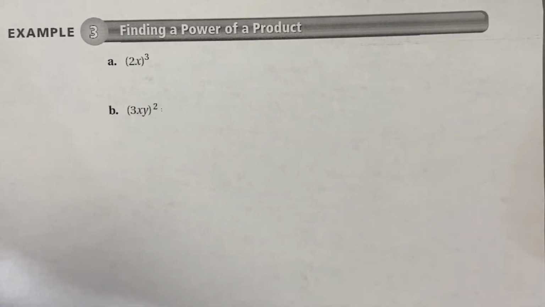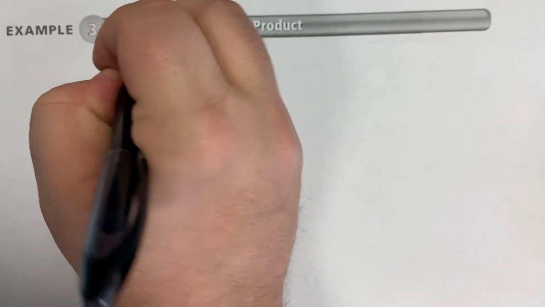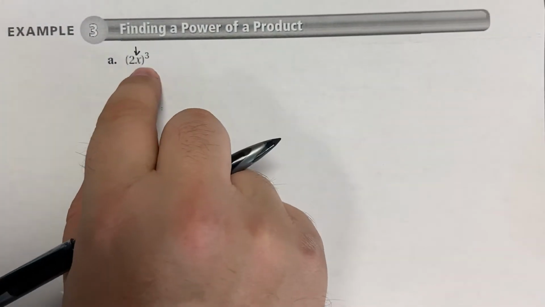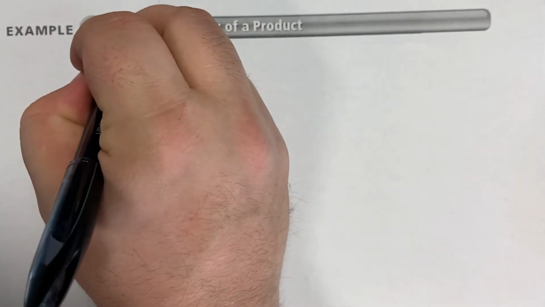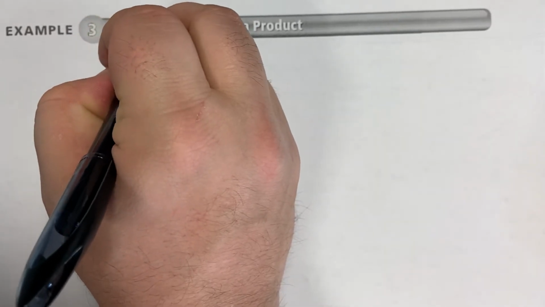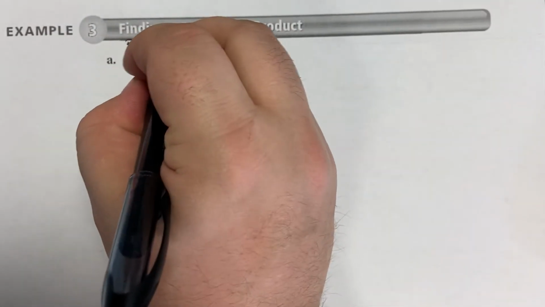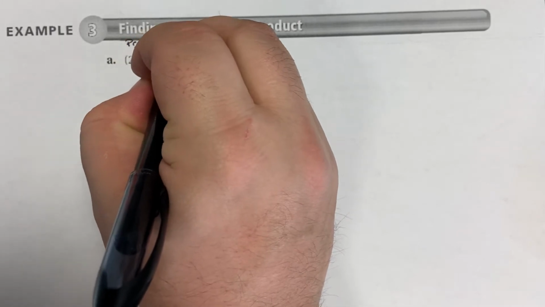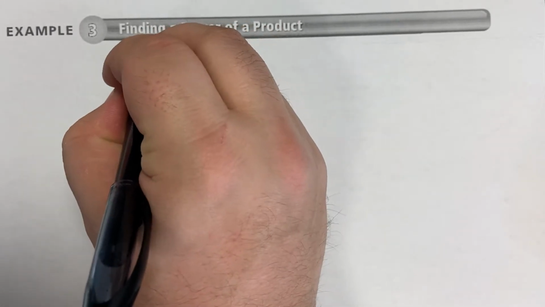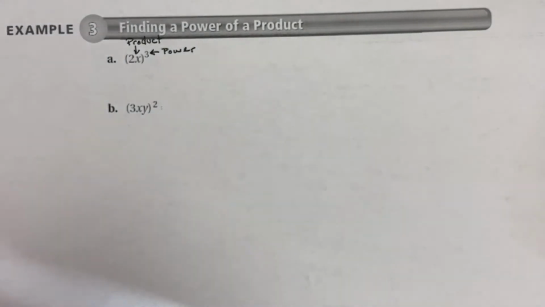Today we're going to be talking about finding a power of a product. So let's get to it. In order to have a power of a product, we first need the product. Right here we have a multiplication problem, 2 times x. This is our product, and that product is going to be taken to a power. Right here, our exponent is 3.